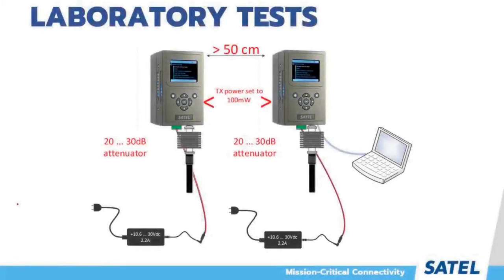If the tests are performed in laboratory circumstances, it is recommended to use the lowest possible TX power in the radios, have at least 50 centimeters of distance between the radios, and to use 20 to 30 decibel attenuators in the RF ports of the devices.